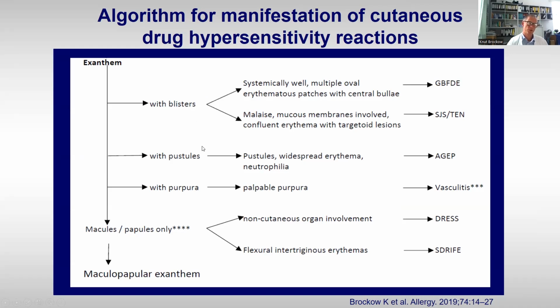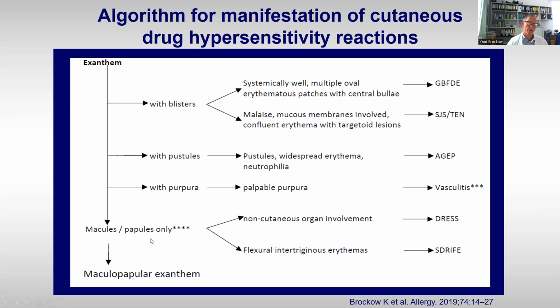You check if you have pustules, because if you have pustules, you might have an acute generalized exanthematous pustulosis, which is characterized by widespread erythema, neutrophilia, fever, sometimes a slight liver enzyme increase, and small pinpoint pustules on the erythemas. You might have purpura, and then it is a vasculitis, a different disease, although drugs, I have to say, are extremely rarely the elicitors of vasculitis. Normally it's the infection and not the drugs which is the culprit.